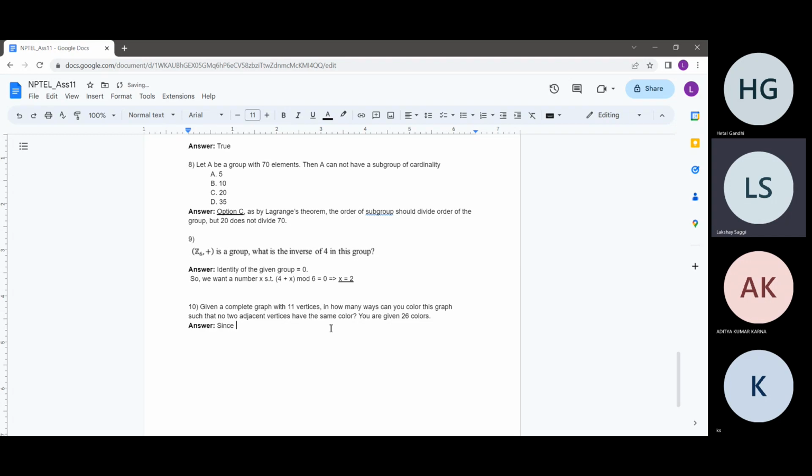What complete graph means is that every pair of vertices has an edge between them. So what this means is that, since no two adjacent vertices should have the same color, and all of the vertices are adjacent as we have just seen, every vertex should have a different color, right?